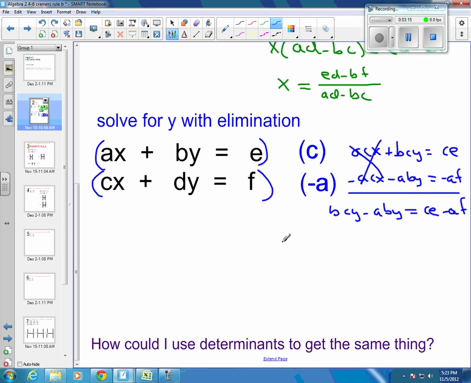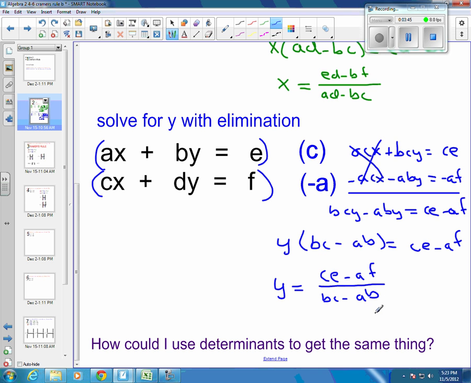Distributive property to take the Y out, so Y is going to come out. This will be a BC left here and an AD left there is equal to CE minus AF. And then divide both sides by this product down here. So Y is going to be equal to CE minus AF over BC minus AD, which is exactly what this is up here. It's just written a little different.